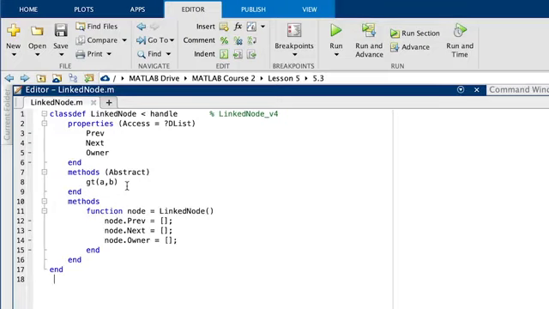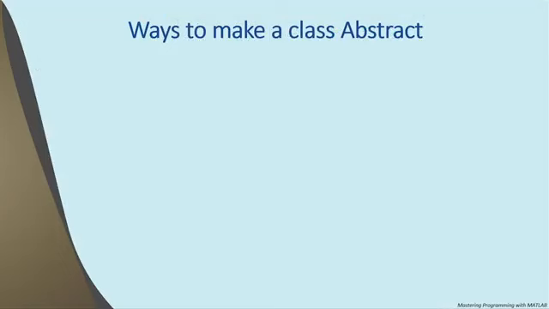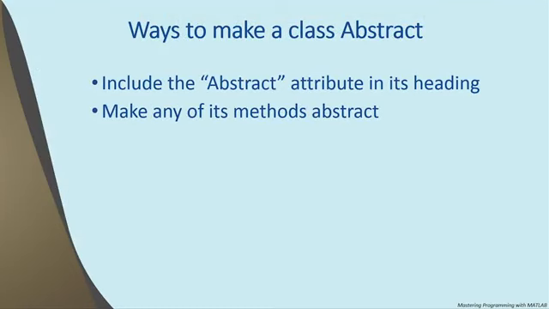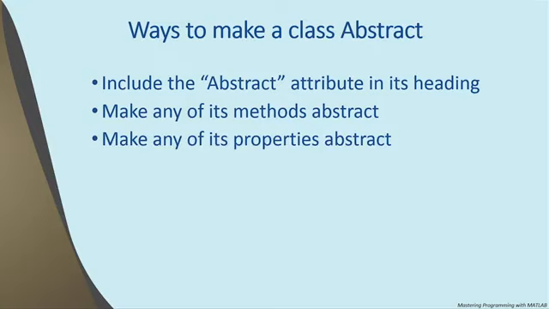And we can do that in three ways. First, by including the abstract attribute in the heading of the class definition. Second, by making any of its methods sections abstract. And third, by making any of its properties sections abstract. And once a class is marked abstract, you can't create any instances of it. It's not allowed. It causes red things to happen. Well, let's try it anyway.